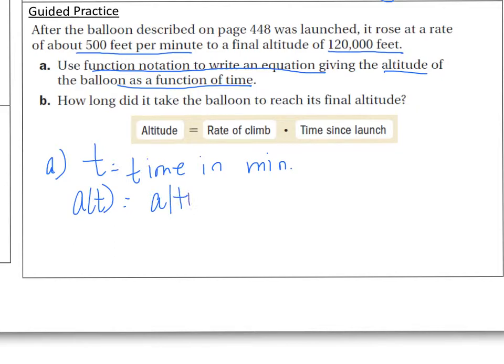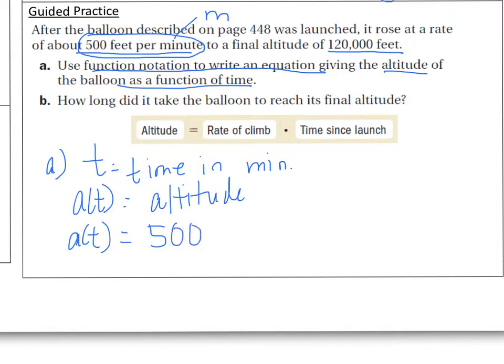B, the altitude, how high the balloon rose. So it says here that it rose at a rate of 500 feet per minute. So this should be your slope. 500. And then the rate of climb times the time, t. And the final altitude is 120,000 feet.